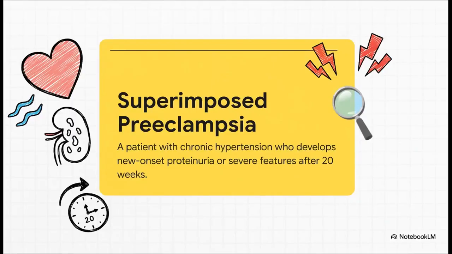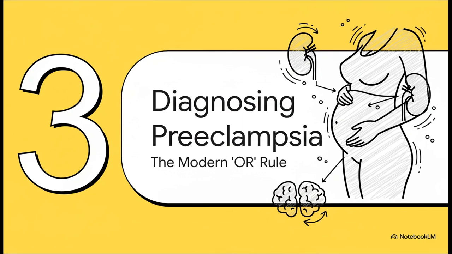And that brings us to the fourth category, which is kind of the curveball, superimposed preeclampsia. This is for your patient who already has chronic hypertension. You've been following her, and then after 20 weeks, things suddenly get worse. Maybe she develops new proteinuria, or her blood pressures go haywire, or she starts showing those severe features. That's superimposed preeclampsia.